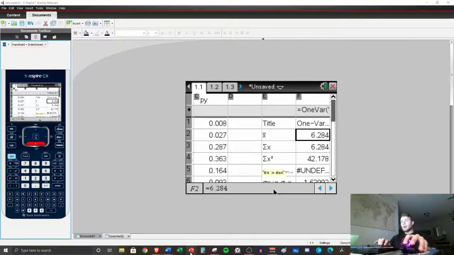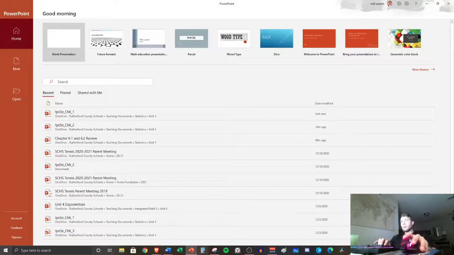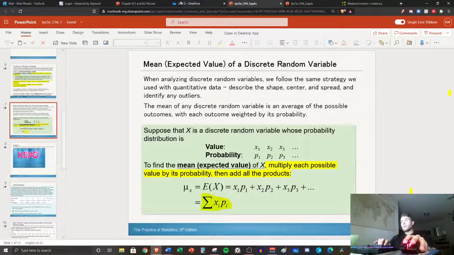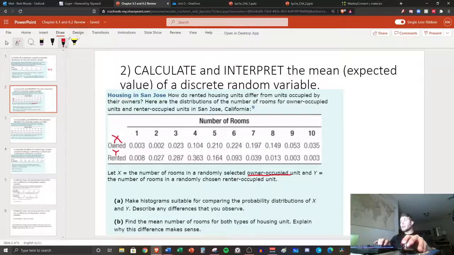So we're going to go back to our PowerPoint here, and we're going to write that down. So I'm going to say mu of random variable x is equal to 6.28. So the mean number of rooms for both types. So that is for the owned. Then we want mu of y.